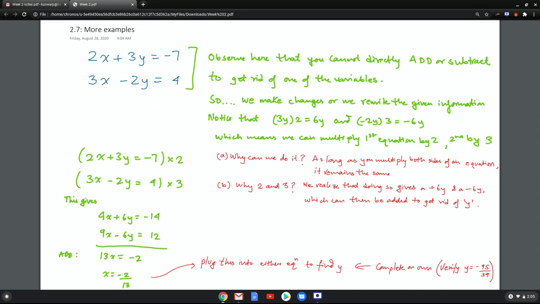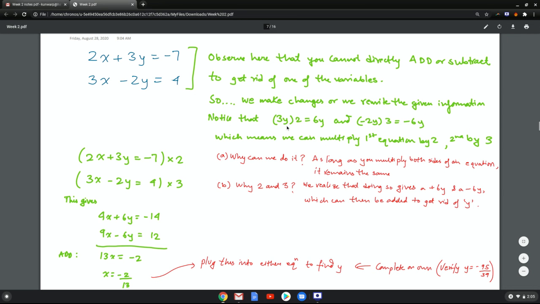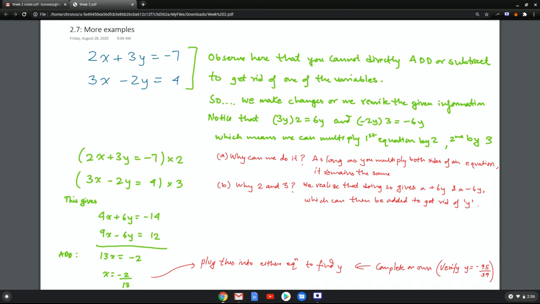Now, one of the observations I can make is that 3 times 2 is 6 and 2 times 3 is also 6, which means that I can rewrite 3y times 2 as 6y and negative 2y times 3 as negative 6y. And I know 6y minus 6y is 0. So I can multiply the first equation by 2 and the second by 3.